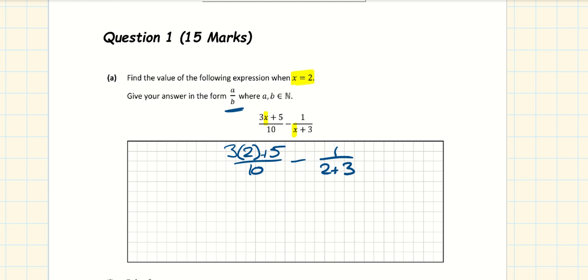Okay, and do it very simply. 3 by 2 is 6 plus 5 is 11. So 11 over 10 minus 1 over 5. Now, just note, of course, you can't subtract these because 1 over 5 is not the same. So just double it there on both sides. It becomes 11 over 10 minus 2 over 10, which is 9 over 10. So that's the first one done there.